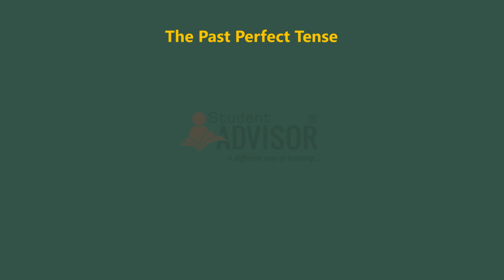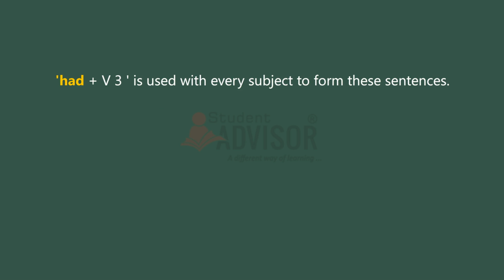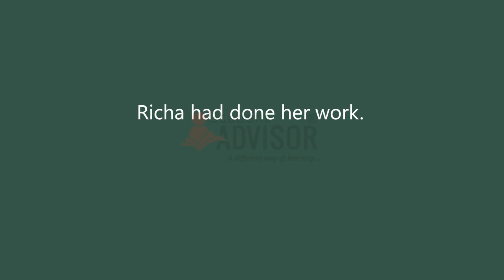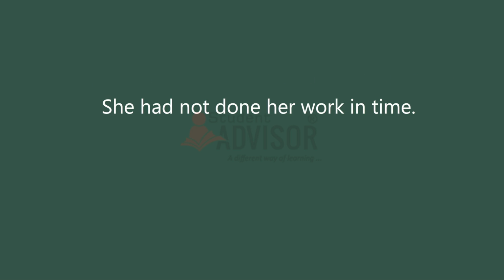The past perfect tense. The sentences of this tense express that a long time has elapsed since the completion of an action. Some rules are to be kept in mind while writing sentences using this tense. Had plus V3 is used with every subject to form these sentences, like Richa had done her work. Not is placed between had and main verb in negative sentences. She had not done her work in time.